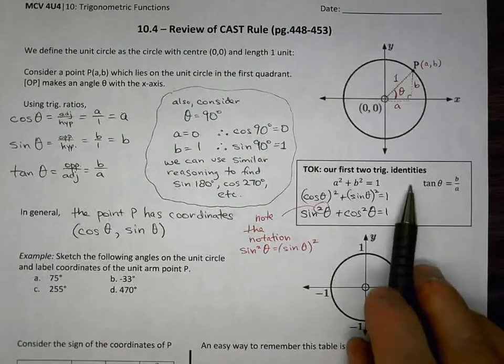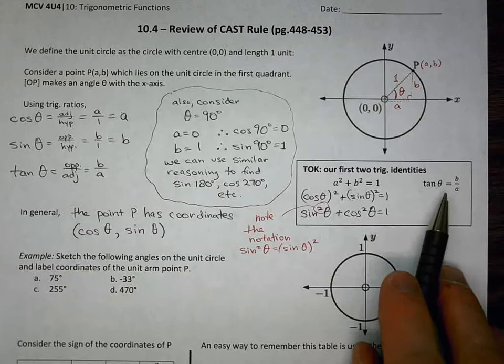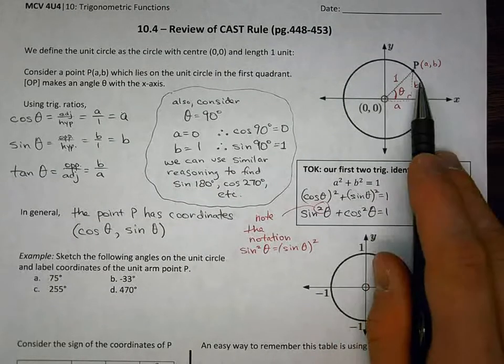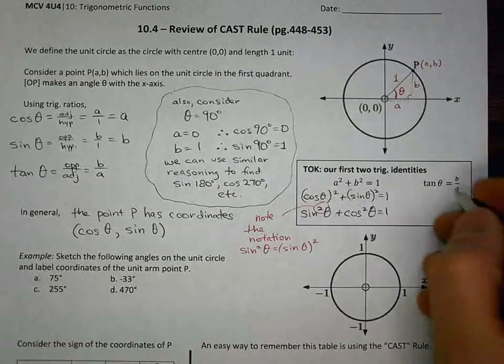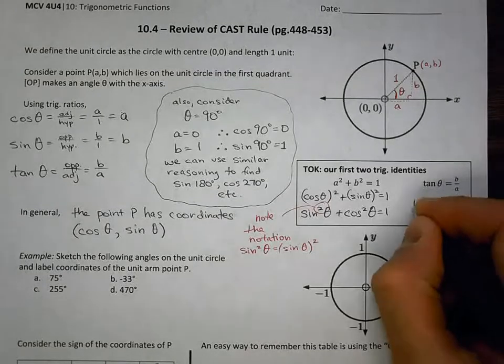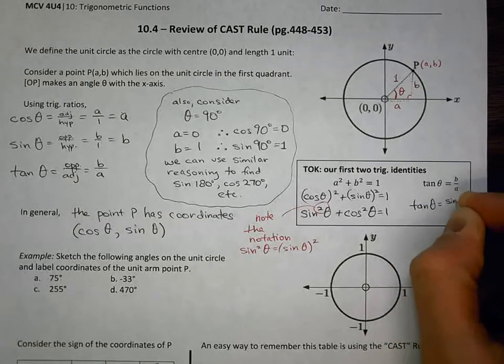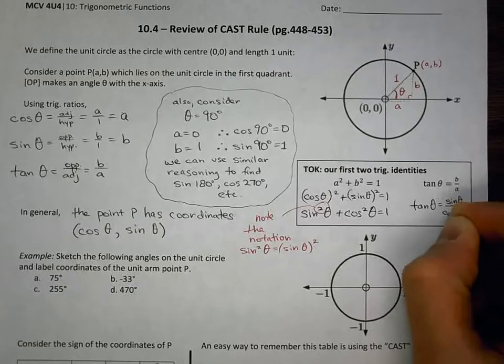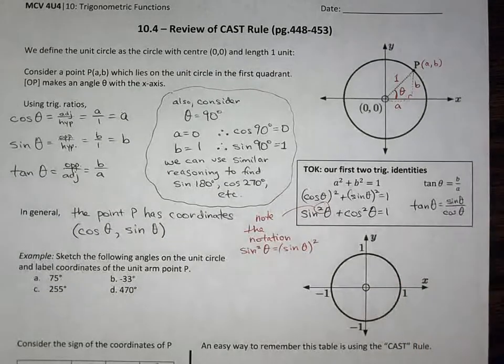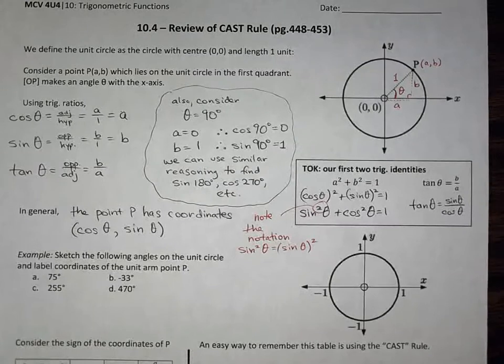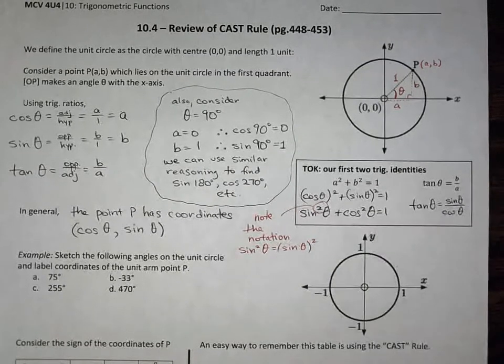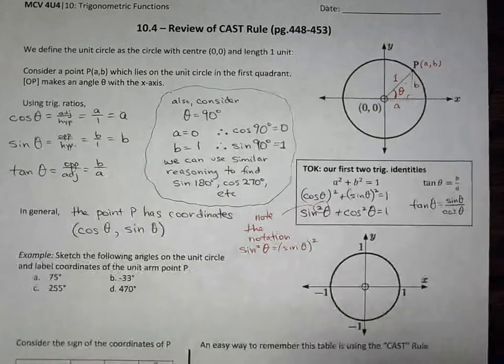The other trig identity that you know by now is for tan. Remember, tan is equal to opposite over adjacent, b over a, and we know that b is equal to sine theta and a is equal to cos theta. You've probably seen that before: tan theta is equal to sine theta over cos theta. These two identities will be coming back again and again, but this is where they come from, the unit circle.